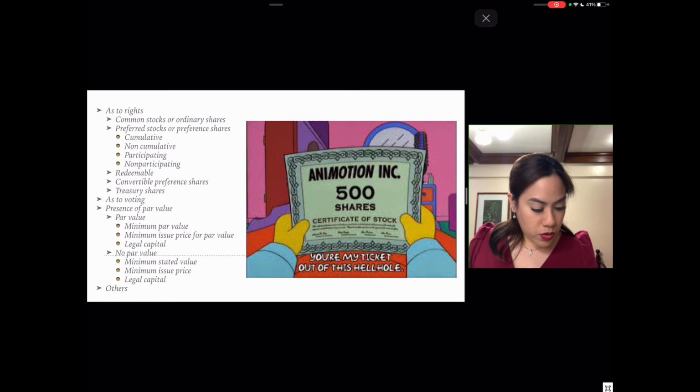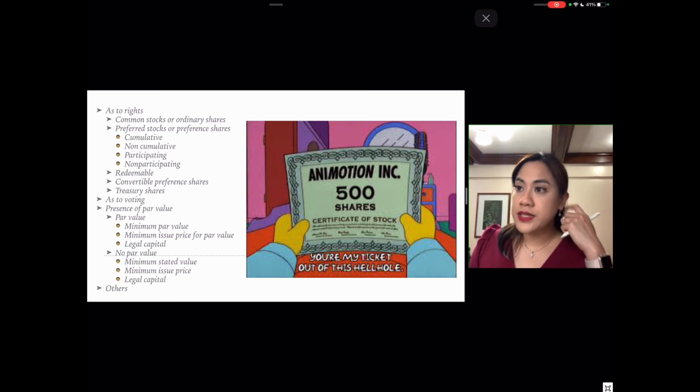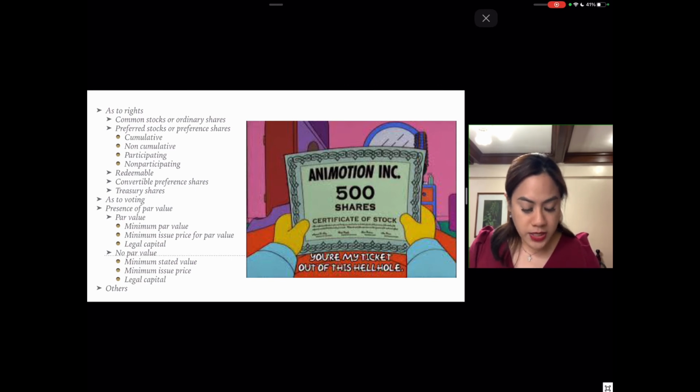So let us now go to the classes of shares, and I will follow the classification of Attorney Laco. One, as to rights, there are common stocks or ordinary shares. These are usually the ones that have all the voting rights, complete voting rights.